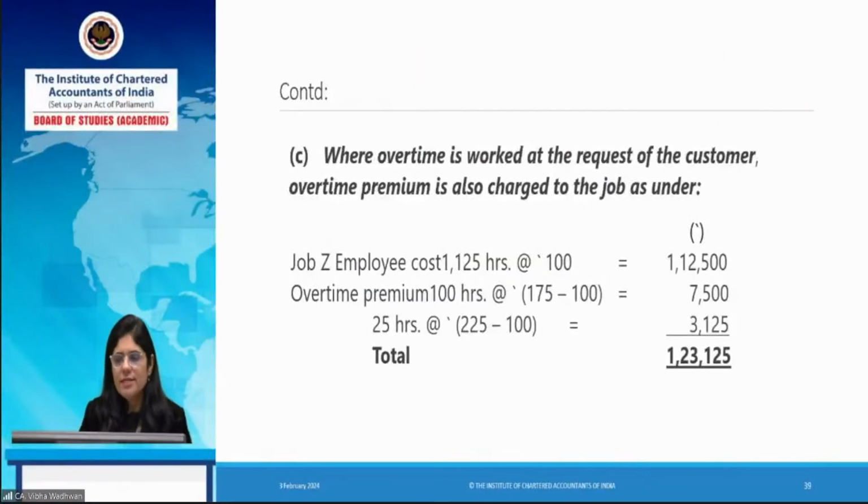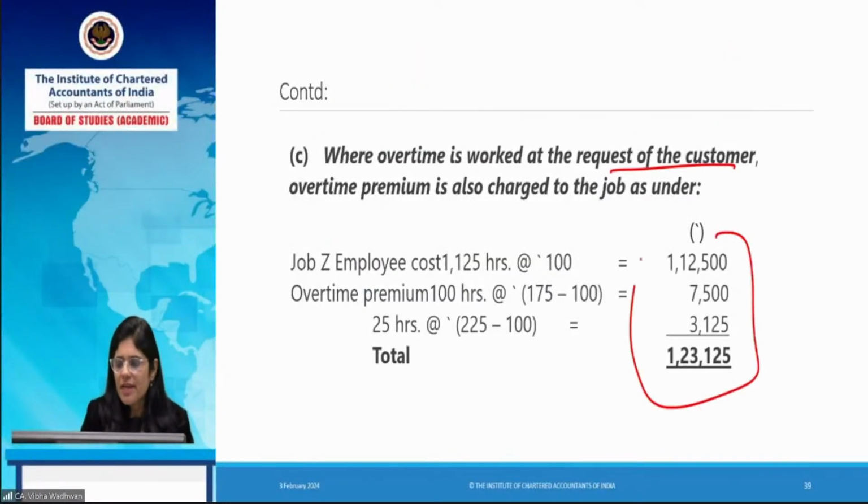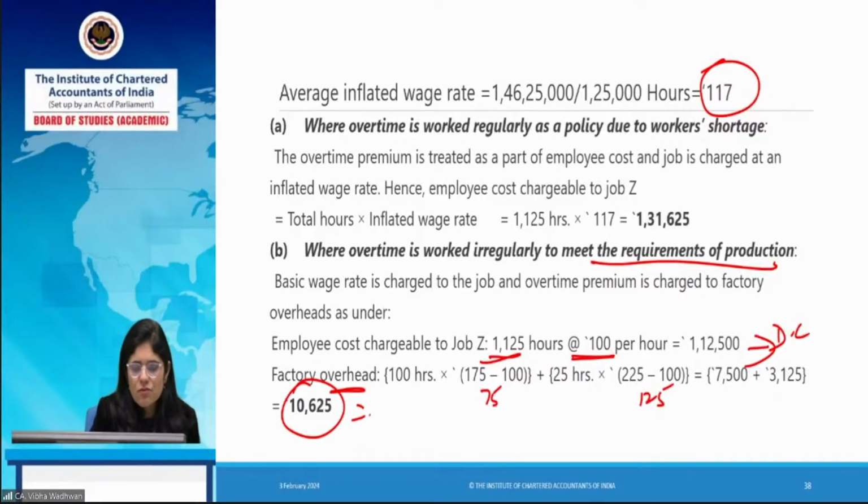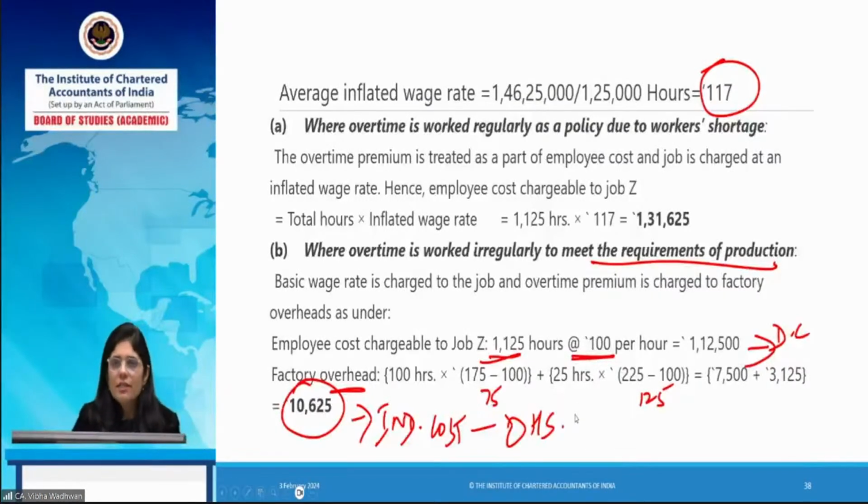Okay, so yes. This is at the request of the customer. Everything will be charged to the customer. There is no concept of indirect or direct cost. But when we have to charge to our regular production, then this will be the direct cost, and this part 10625 will be the indirect cost, which will be charged as overheads. Clear? So this you need to understand. All right.